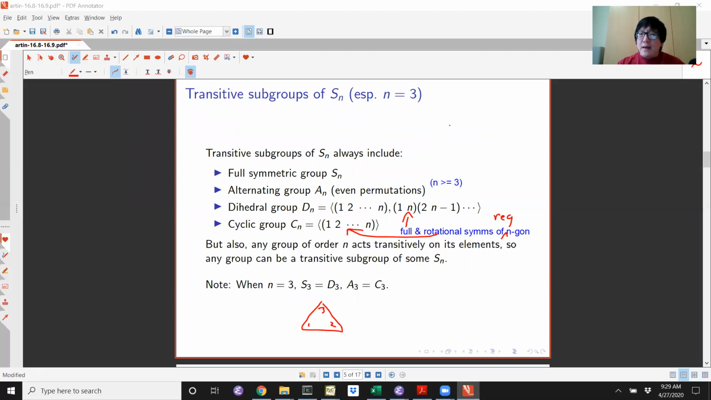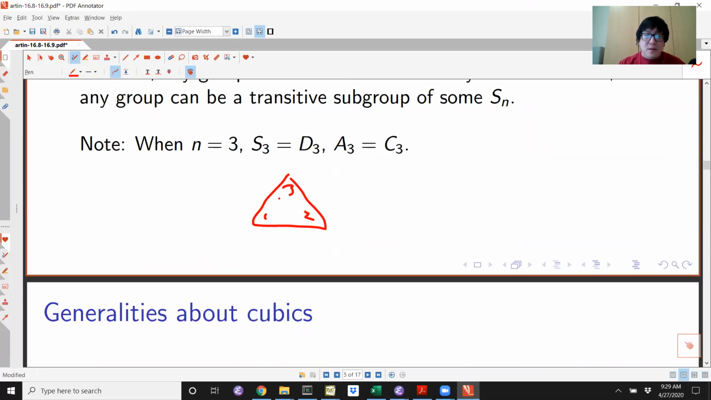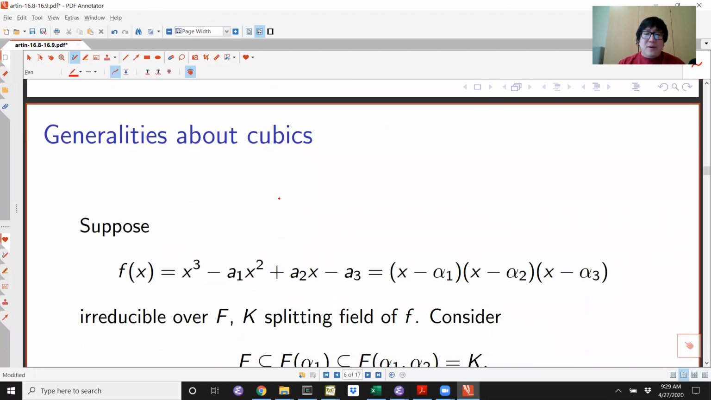Okay, and so yeah, we'll see when we get to 4. One thing that makes 4 a more difficult case is that there are a lot more suspects. All right, so here's some generalities about cubics.